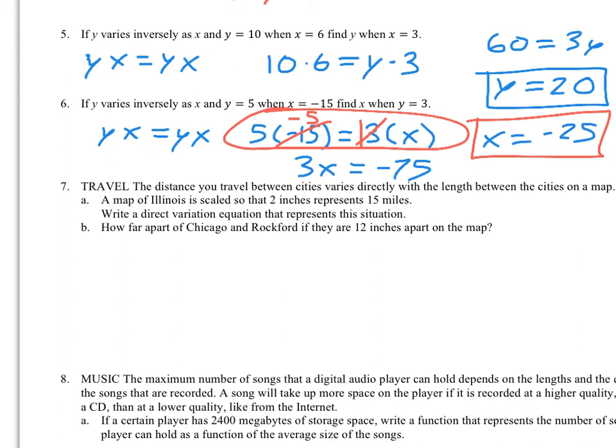Okay, on number 7 they tell you that the distance you travel between cities varies directly with the length between the cities on a map. So that makes sense because direct variation means as one goes up, the other goes up, as long as you're dealing with positive numbers. So if two cities on a map are further apart, the actual distance would be further apart. As the distance on a map decreases, the actual distance between those cities would also decrease. So a map of Illinois is scaled so that 2 inches represents 15 miles. Write a direct variation equation.